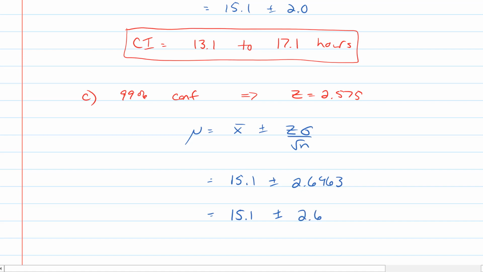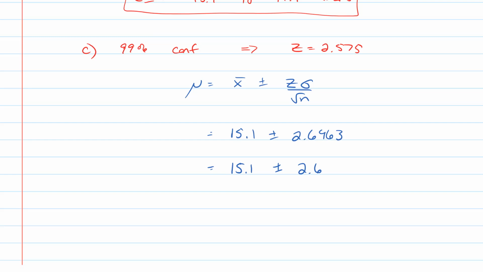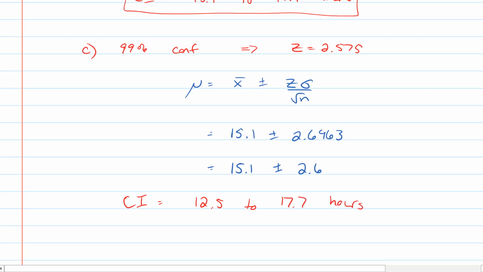Now we have to, of course, write out our confidence interval. So our confidence interval then is equal to 15.1 minus 2.6, so 12.5. And then 15.1 plus 2.6, which gives 17.7, and then our units are hours.